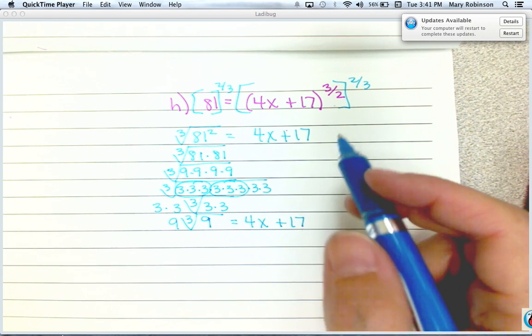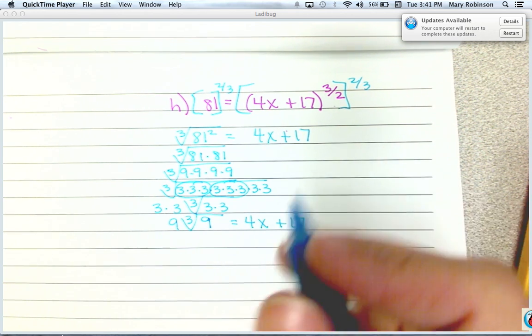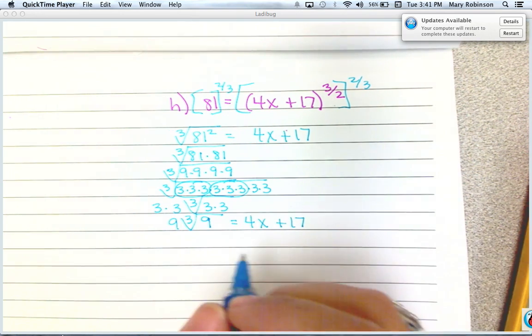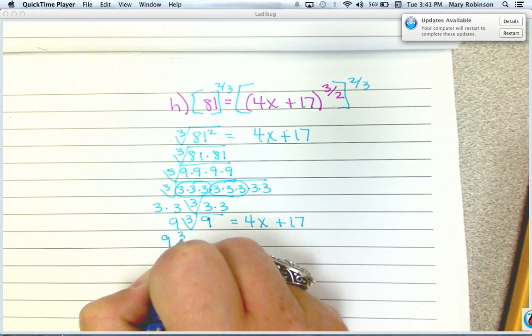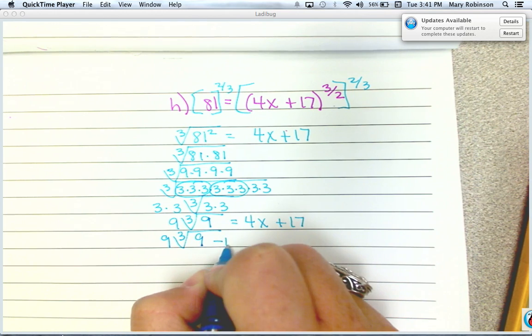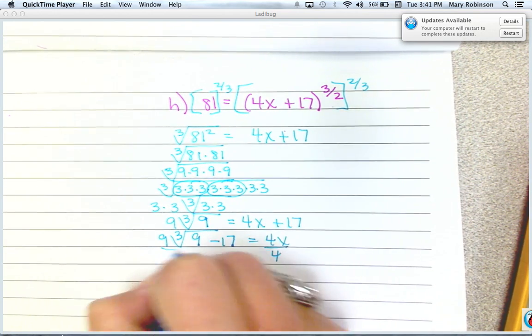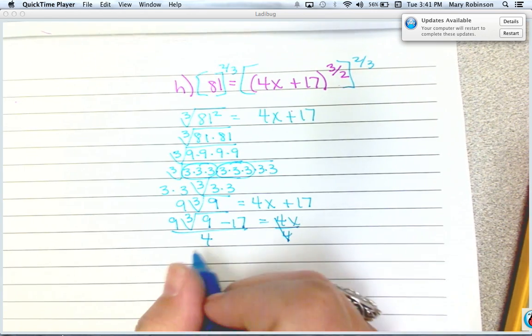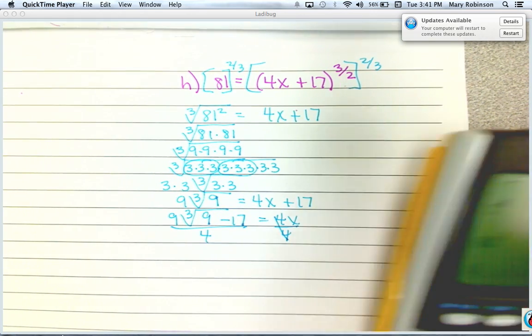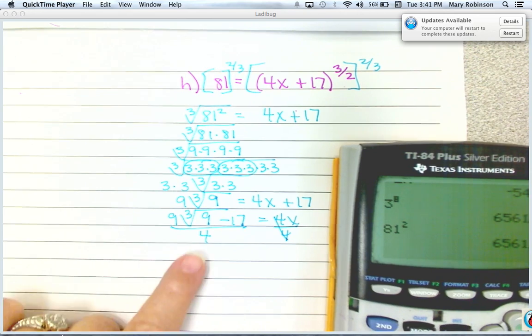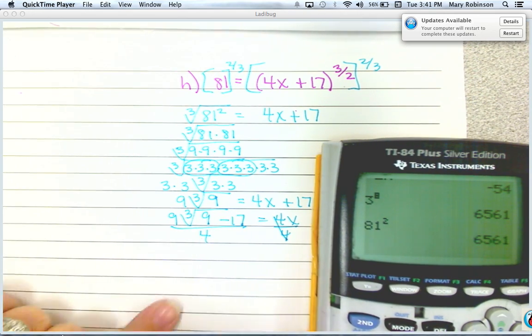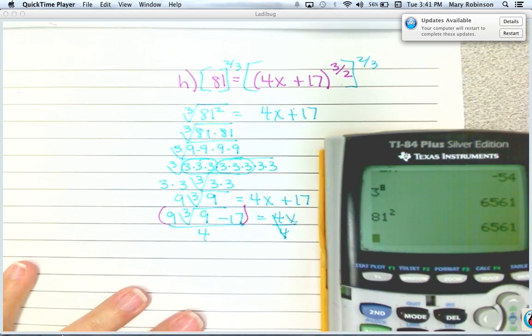I'll make sure the one on your test doesn't come out to have that in there. But to get x by itself, and I do want an exact answer, you would then subtract 17 and divide by 4. So that's the exact value. It may look really ugly, but let's type it in, making sure that we use parentheses around our numerator.